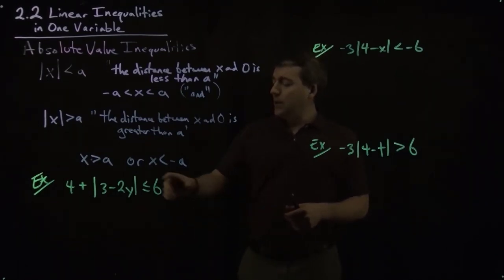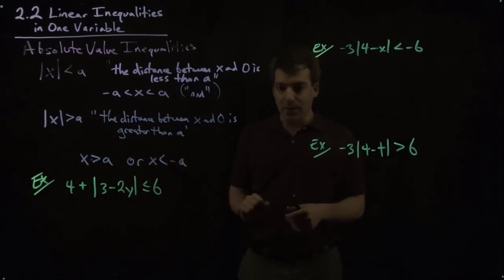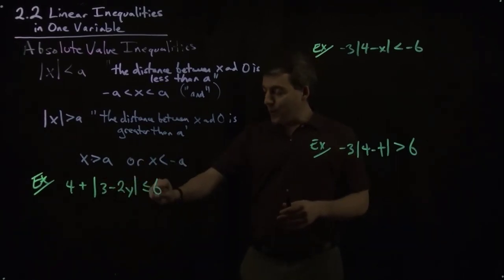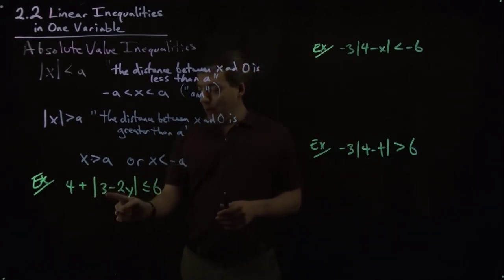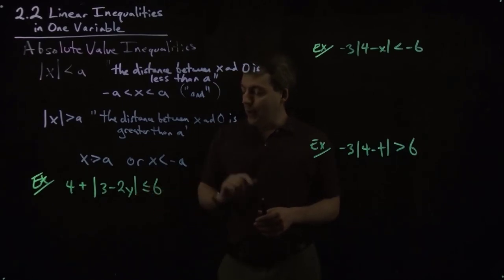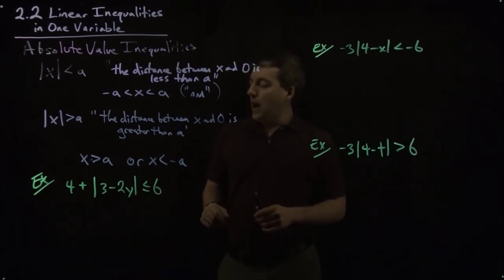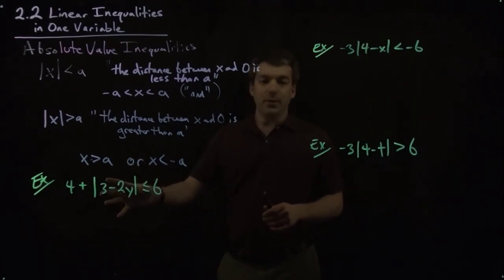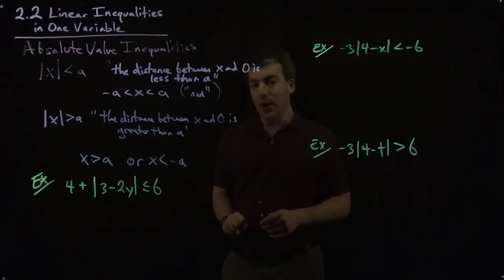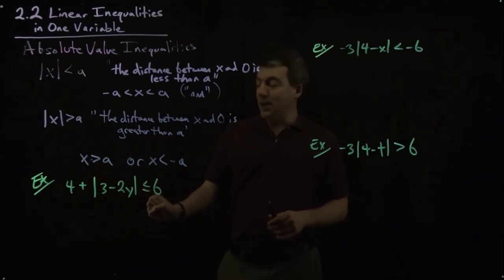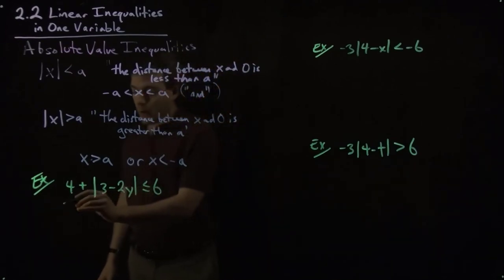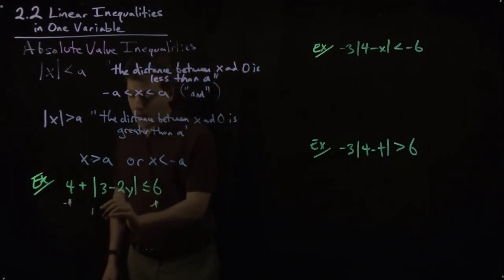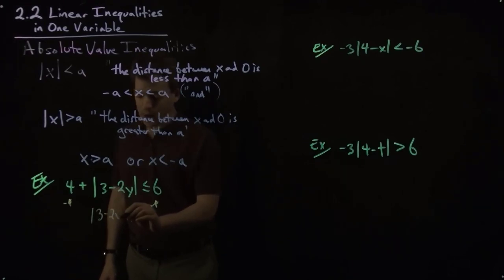Okay, so let's go ahead and take a look at a few examples. We'll start with this first one: 4 plus absolute value of 3 minus 2y less than or equal to 6. The first thing we need to do is to get the absolute value by itself on one side of the inequality. We can see that's not the case here. We've got a 4. We need to move that over. So we'll subtract the 4, and we get absolute value of 3 minus 2y is less than or equal to 2.